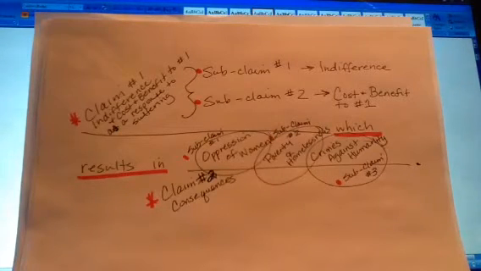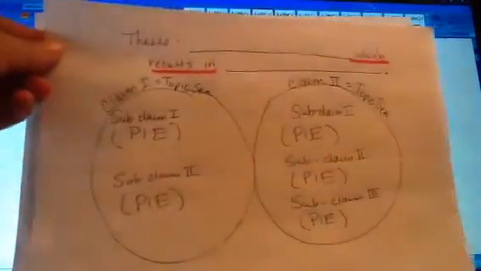So students often ask, how many subclaims do we have to have? Well, in this particular example, you can see that I have 2 subclaims for the first claim and 3 subclaims for the second claim. But again, that is not set in stone. You need to determine what it is you're going to use to support your overall argument. So here's how it could translate in terms of paragraphs.